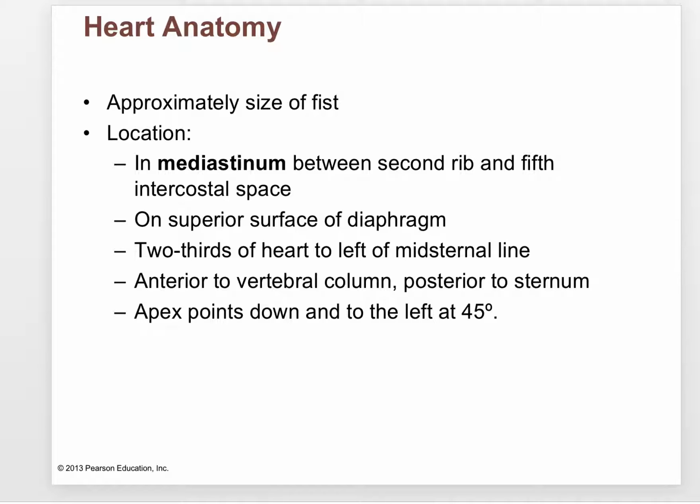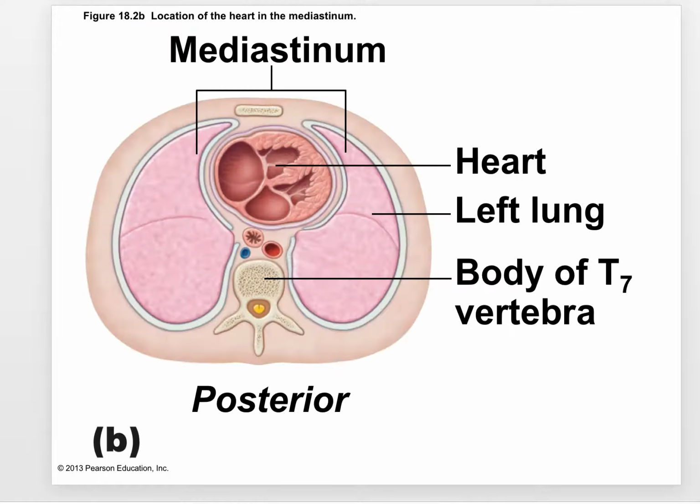Two thirds of the heart are to the left of the mid-sternal line. Mid-sternal line would be the line through the midpoint of the sternum. So two thirds of the heart are to the left of that. So the heart's more on the left than on the right. The heart is anterior to the vertebral column and posterior to the sternum. The apex of the heart points down and to the left at 45 degrees. Here's some pictures to show you that.